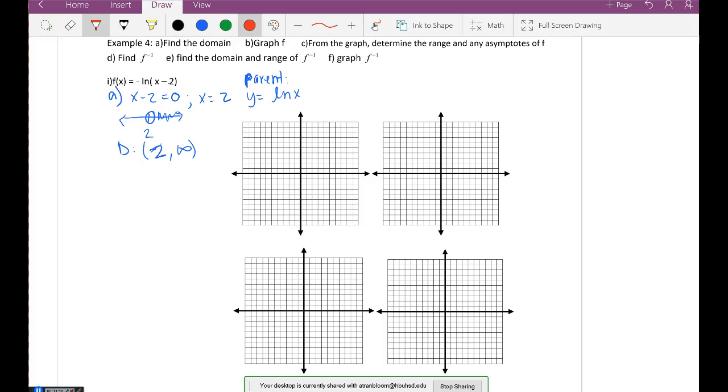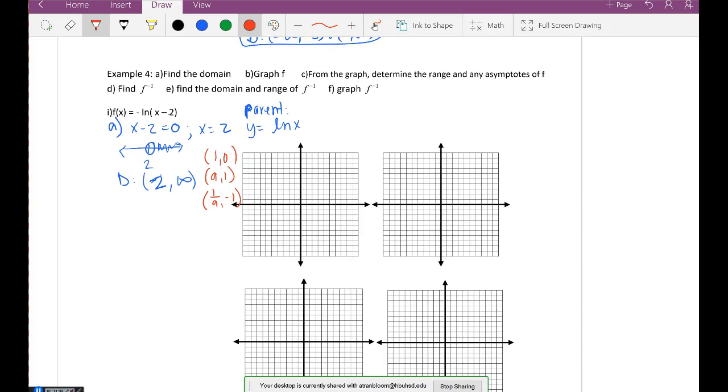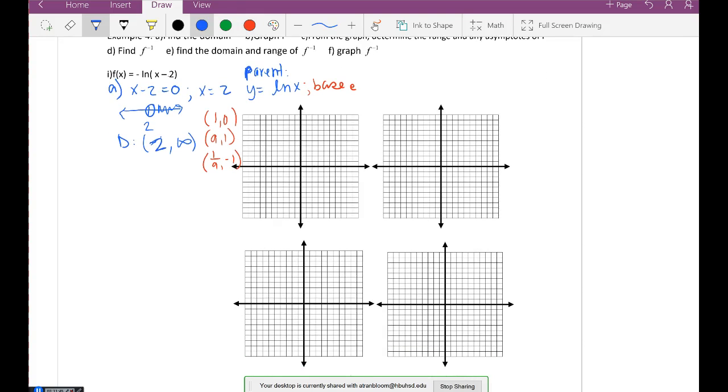1, 0, then a, 1, then 1 over a, negative 1. Okay. 1, comma, 0, a, comma, 1, and 1 over a, comma, negative 1. Where did these 3 points come from? Yeah, the exponential. We switched the x and y. Because we have natural log here in our function, what's our base? E. Okay, your base is e. I'm going to spell that out. Base is e.